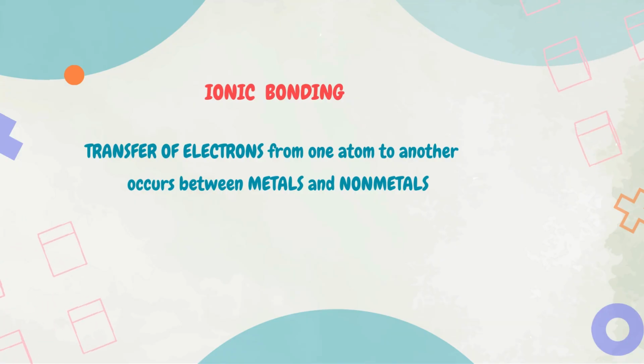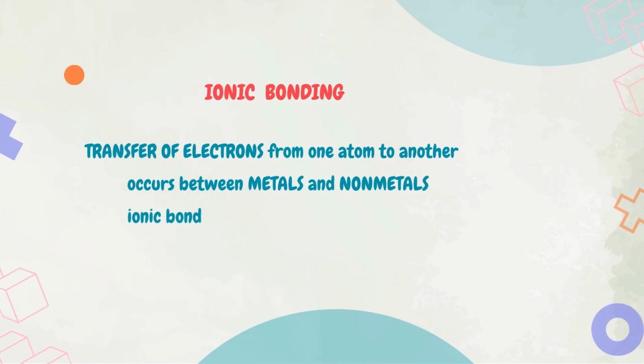During the chemical bonding, metals lose electrons and become positively charged. Nonmetals gain electrons and become negatively charged. The bond formed is called ionic bond. Let's see how ionic bonding occurs to form compounds.